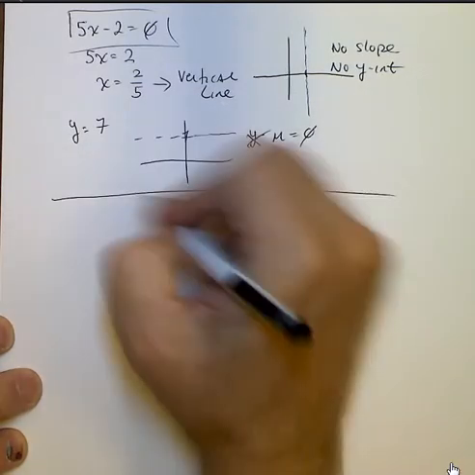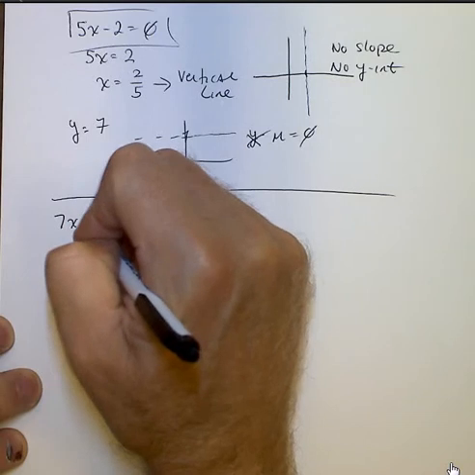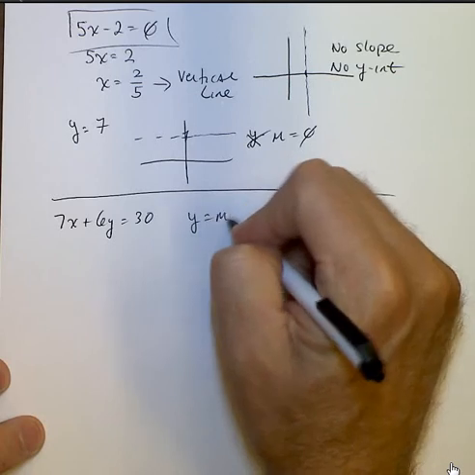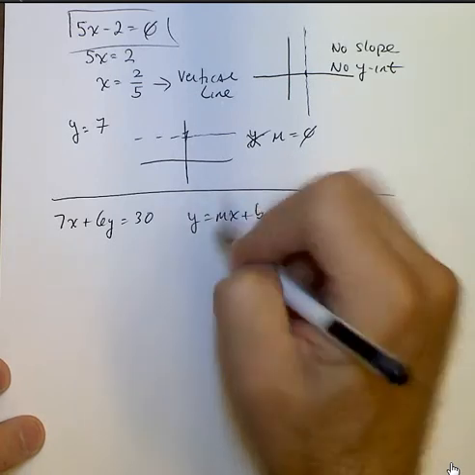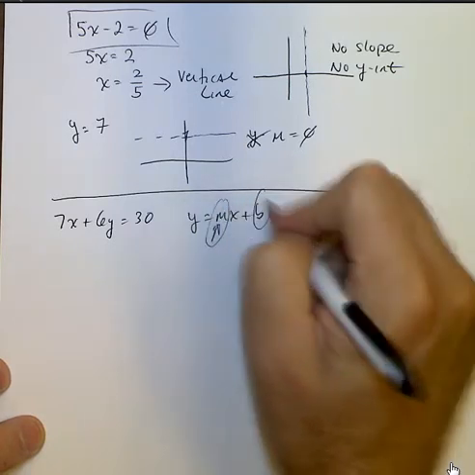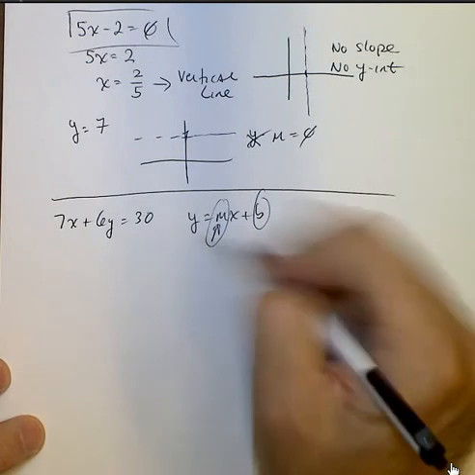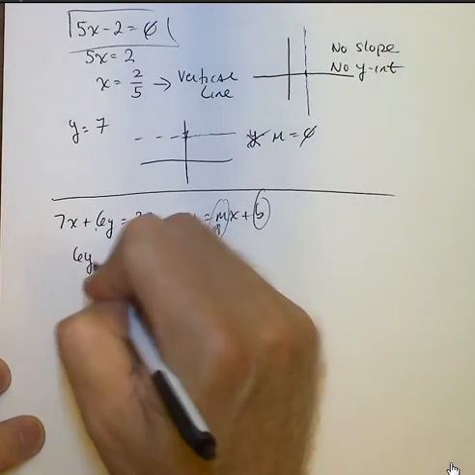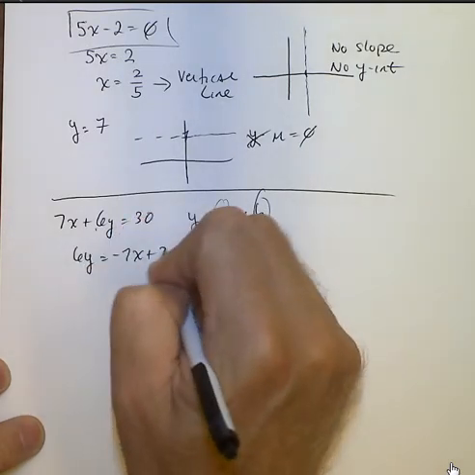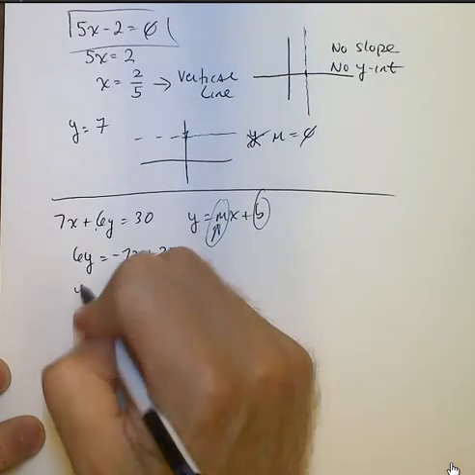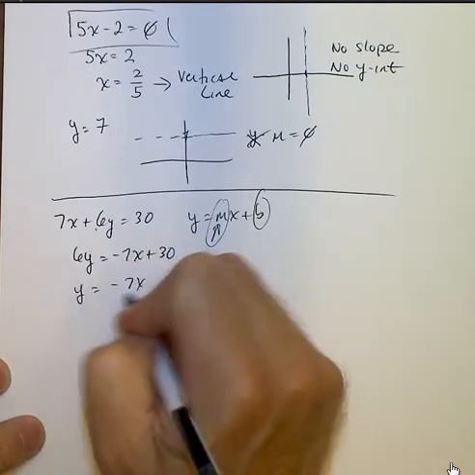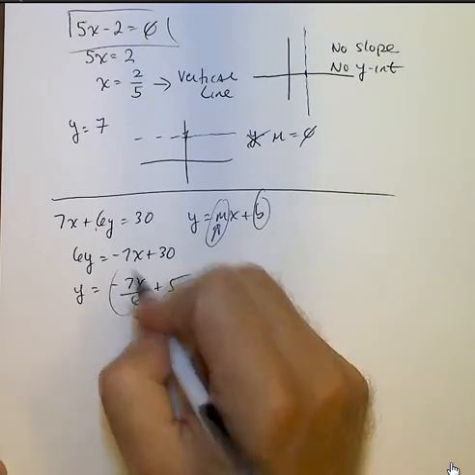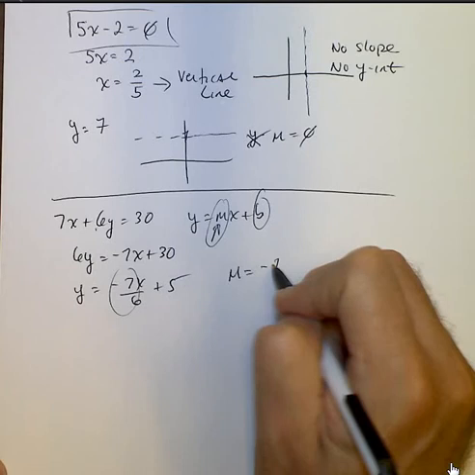If I gave you 7x plus 6y equals 30, and I asked you for the slope and the y-intercept, you need to put it into y equals mx plus b form, because that allows you to identify slope and y-intercept, which is the b. So in this case, to put it into that form, we just need to apply algebra. 6y equals negative 7x plus 30. We move the 7x over to the right-hand side, we divide both sides by 6. Now that we're in y equals mx plus b form, we can see we have a slope and we have a y-intercept.